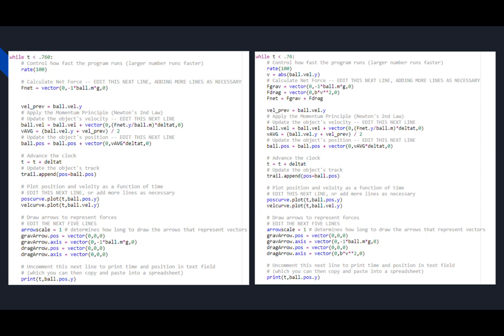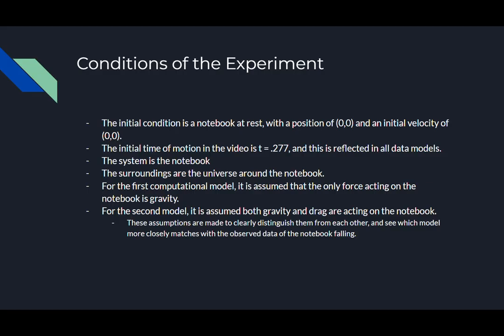The left is the force of just gravity, and the right is the force of gravity and drag. Conditions of the experiment: the initial condition is a notebook at rest with a position of 0, 0 and an initial velocity of 0, 0. The initial time of the motion in the video is t equals 0.277 seconds, and this is reflected in all data models. The system is the notebook, and the surroundings are the universe around the notebook.